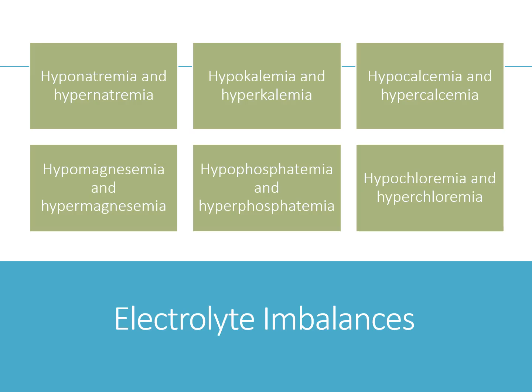Hypermagnesemia is greater than 2.1 milliequivalents per liter. It's caused by renal failure or excess intake. Symptoms include nausea, lethargy, hypoactive reflexes, respiratory depression, and cardiac arrest.